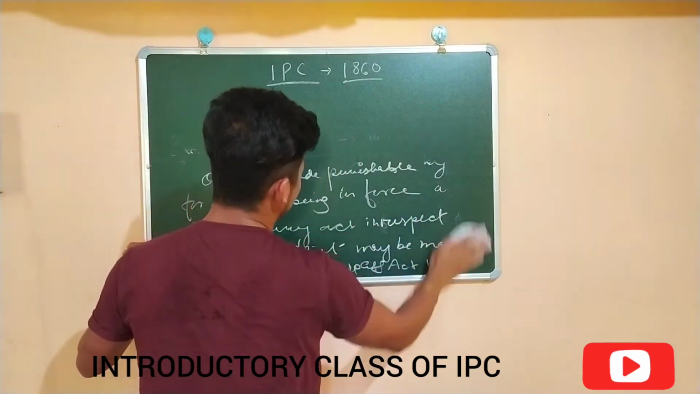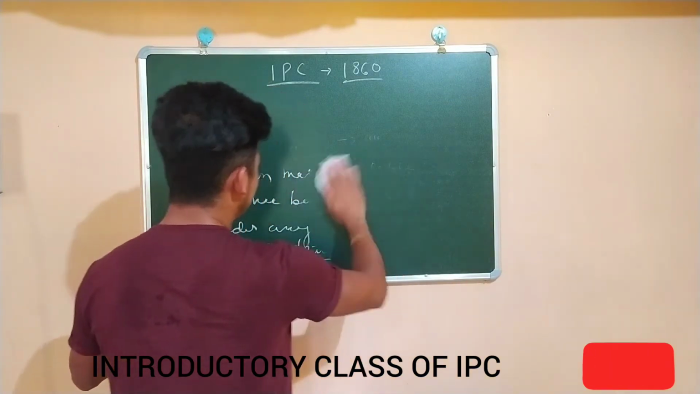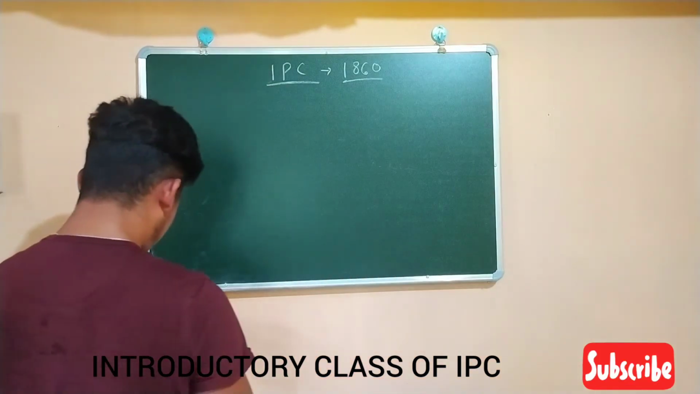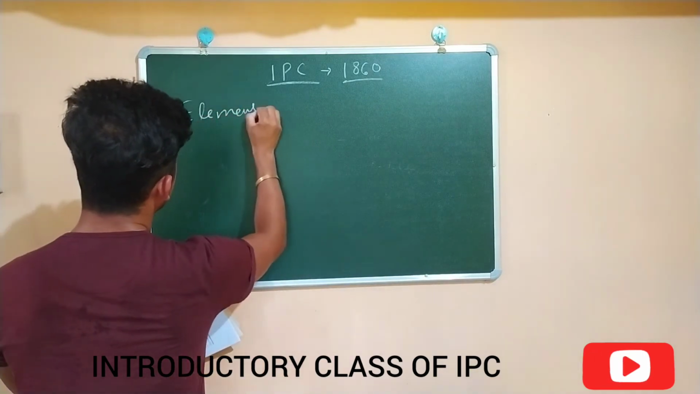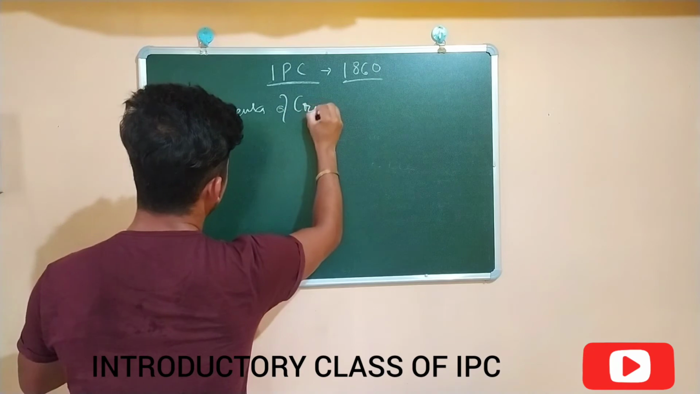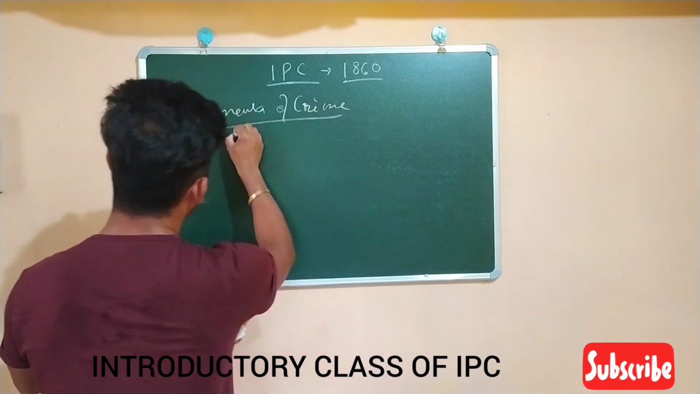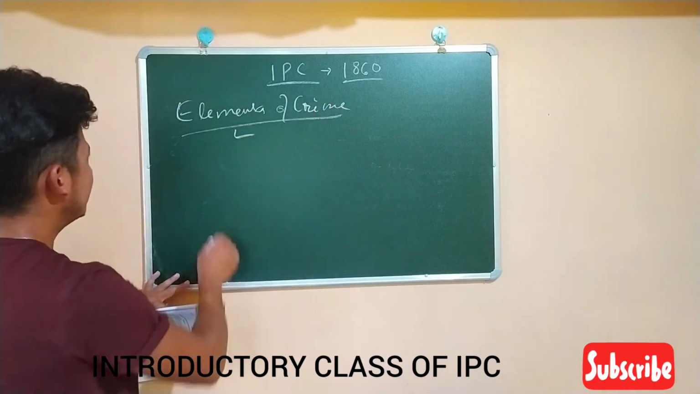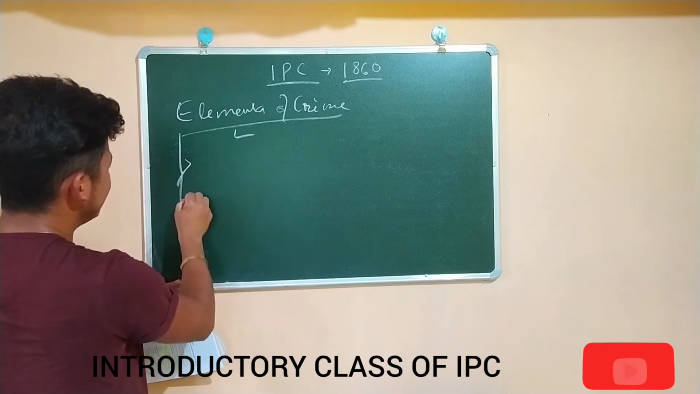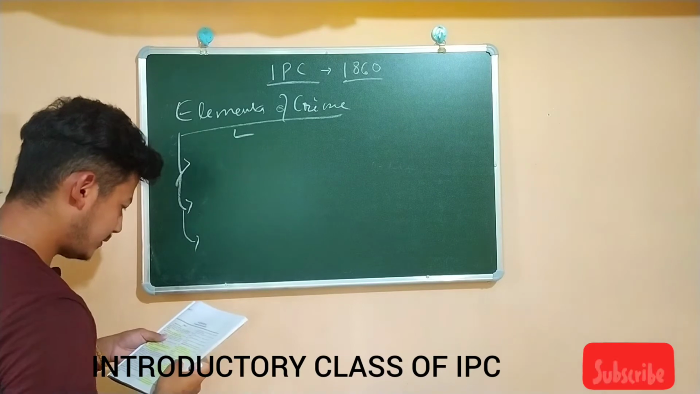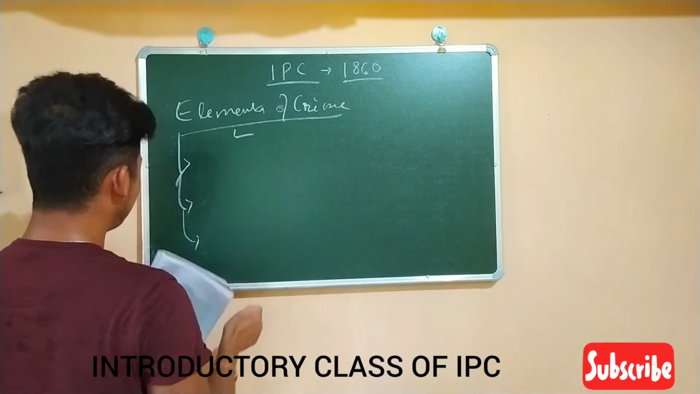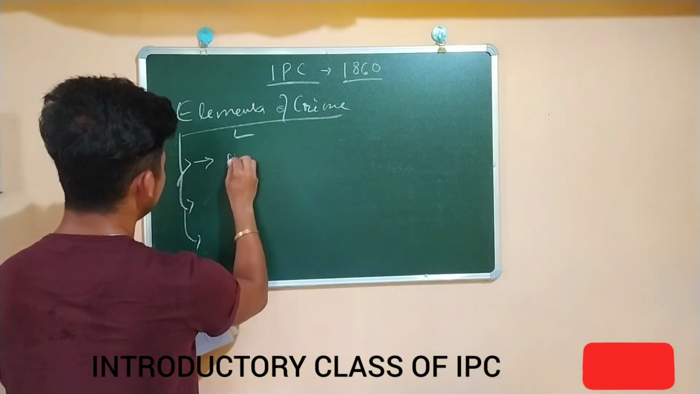Okay, so I hope it is clear to you what is crime and all that. Now we'll see the elements of crime. In a later video we will discuss it in detail. So there are elements, or you can say essentials. The first essential is that there should be a human being.